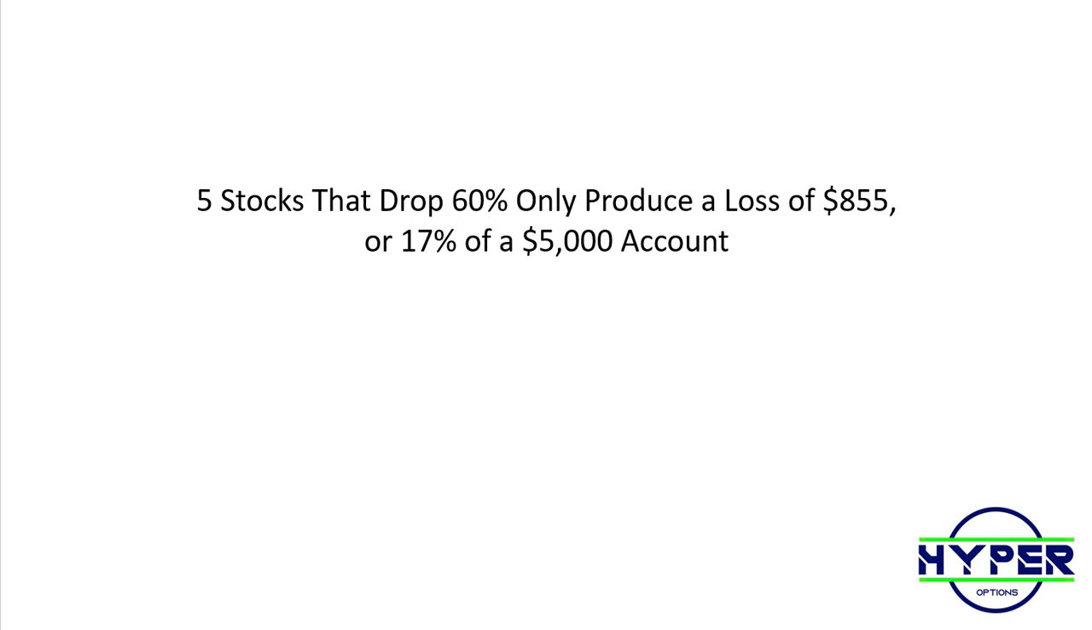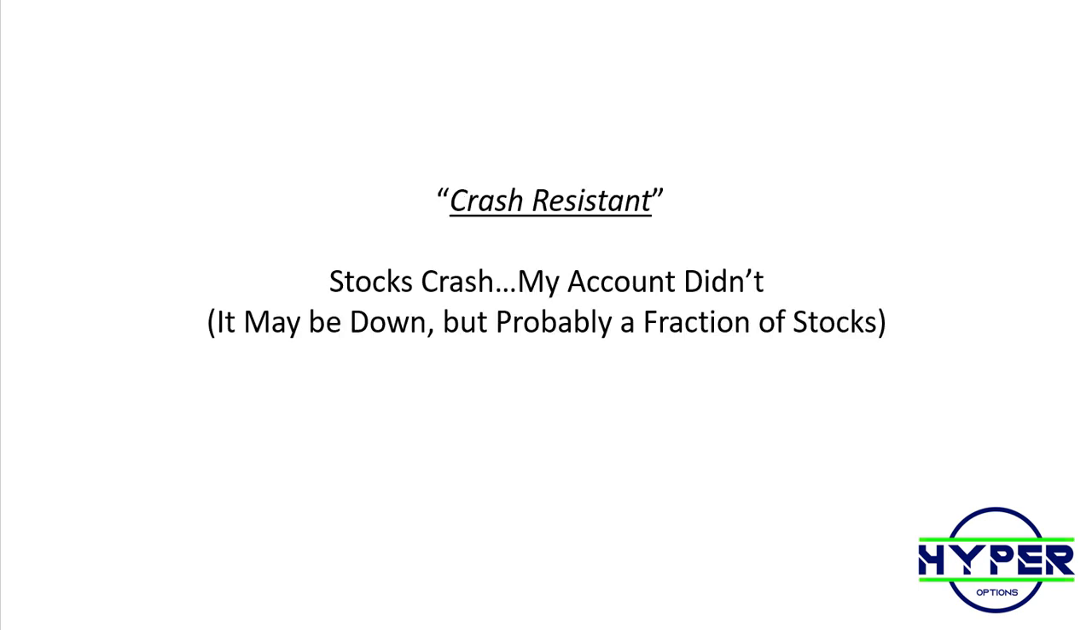All 5 stocks drop 60% in a similar situation to what I just gave with trade 3, and you're talking about a 17% drop in a $5,000 account. This is what I call crash resistant. Stocks may crash, but my account didn't. Now, my account may be down, but it's probably going to be down a fraction of the amount that the stocks are down.